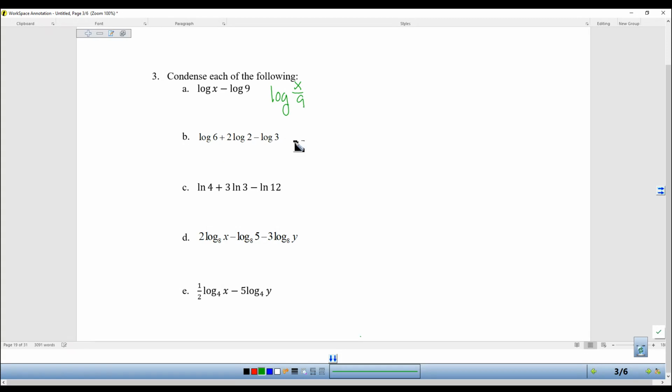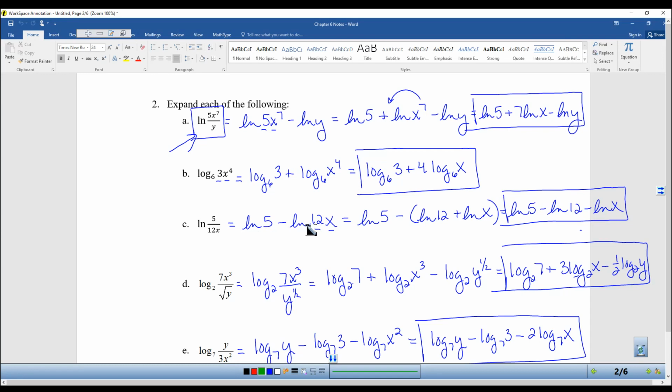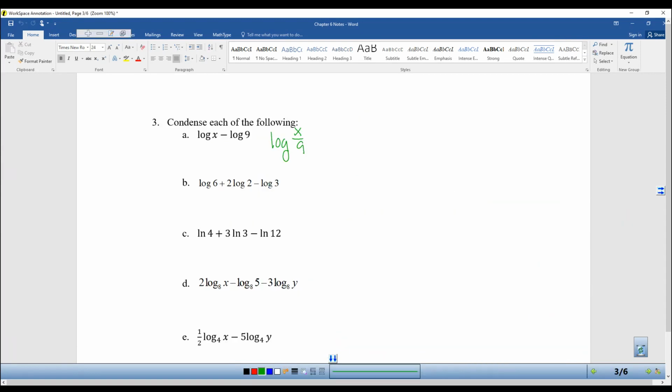On this one, I have a number in front. So last time, remember that I took care of addition and subtraction first, and then I moved exponents to the front as my second step. So since I'm going backwards, I want to move exponents first. So the log base 6 doesn't have one, but I'm going to make this log of 2 squared minus log of 3. So move exponents first. And then write a single logarithm.